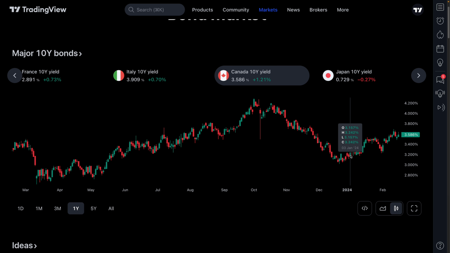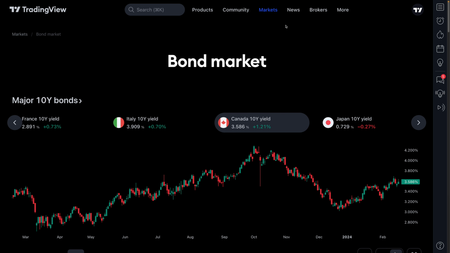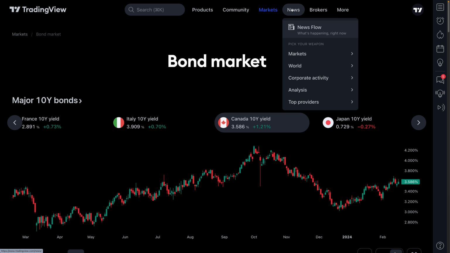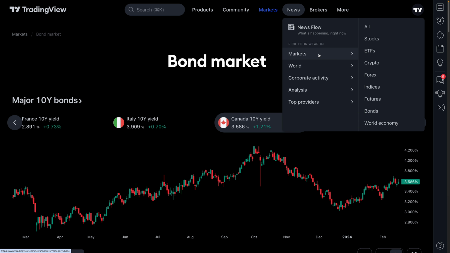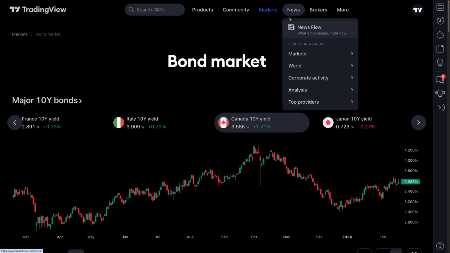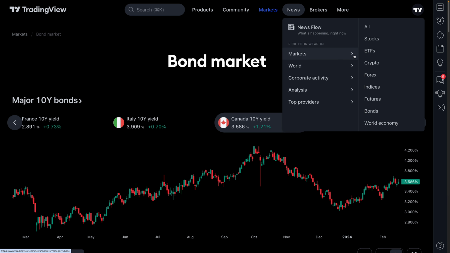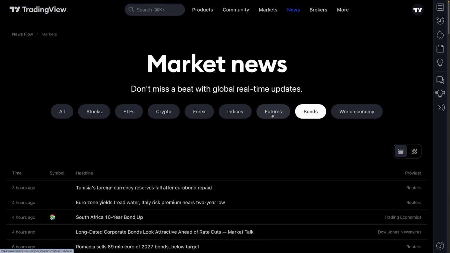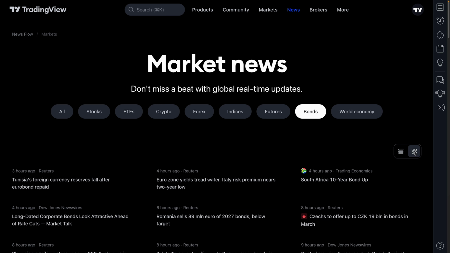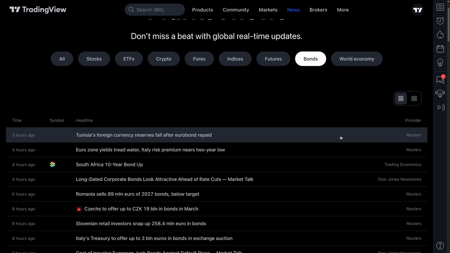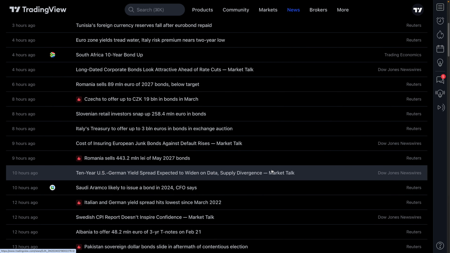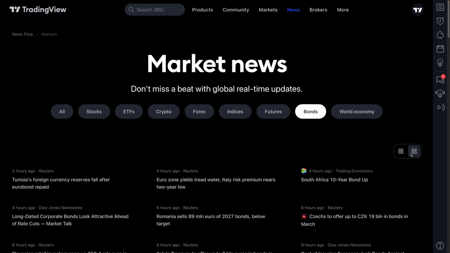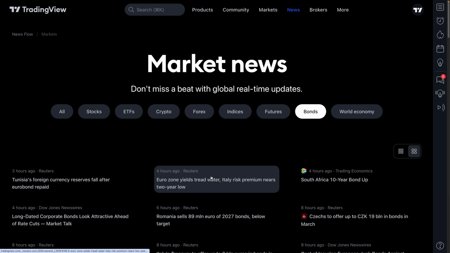But before we get there, there are a few more things we want to show you, because at the top here is a news button, and if you hover your mouse over markets, you will also see another bonds button. But remember, this is specific to news. So you guessed it, bonds. Now we have our bonds news flow right before our eyes, and we can even sort the news as needed, whether we want this list of news articles specifically about bonds, or if we'd rather see it in this view. So the choice is yours.